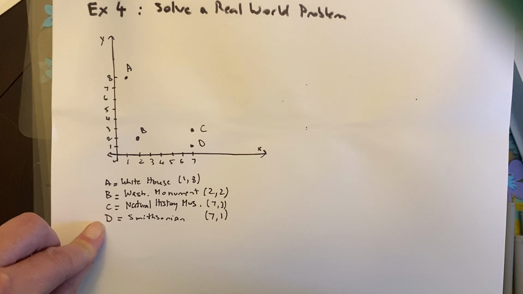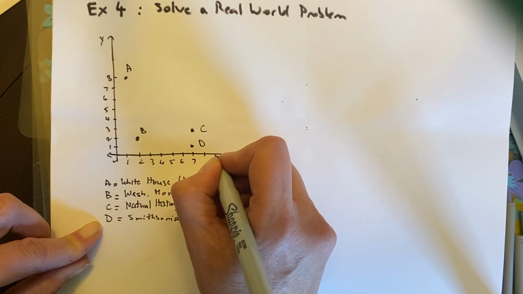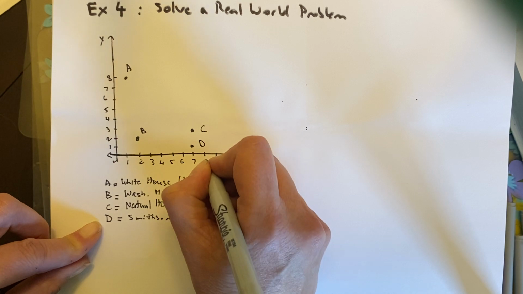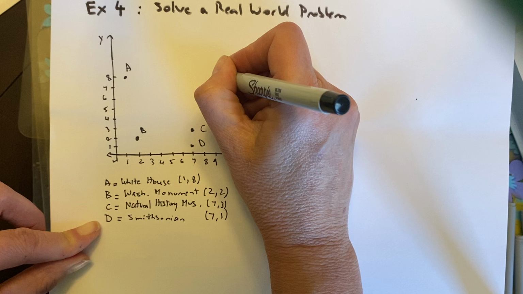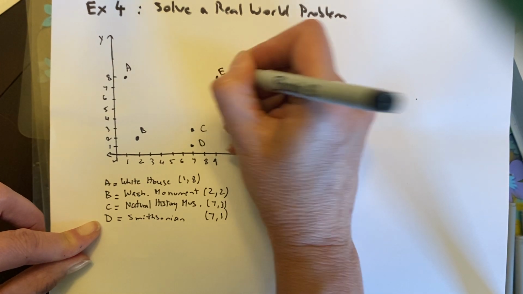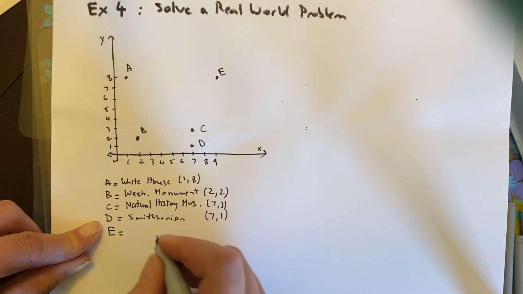And then I'm left with E and F. So F looks like it's at the same height as A. Sorry, E is at the same height as A, so it's 8. And the Y coordinate is going to be at 9, I think. So it looks like it's at 9, 8. 8, 9. So 9, 8. That's going to be point E. And point E is the National Portrait Gallery.